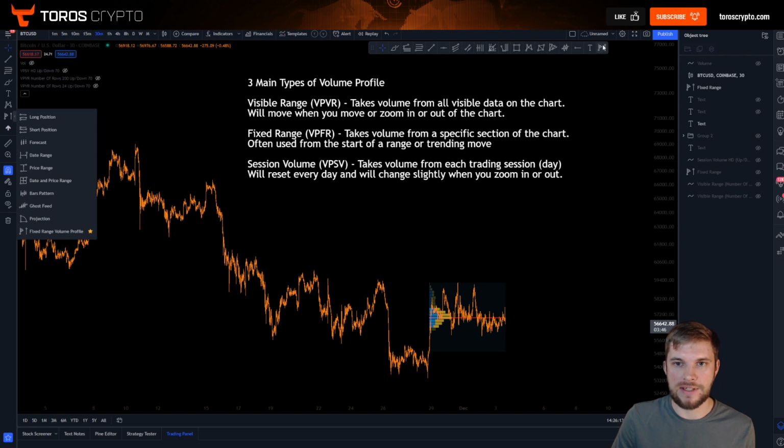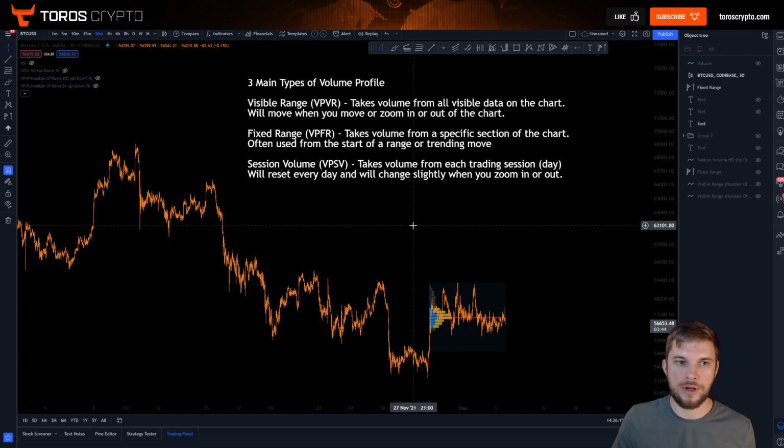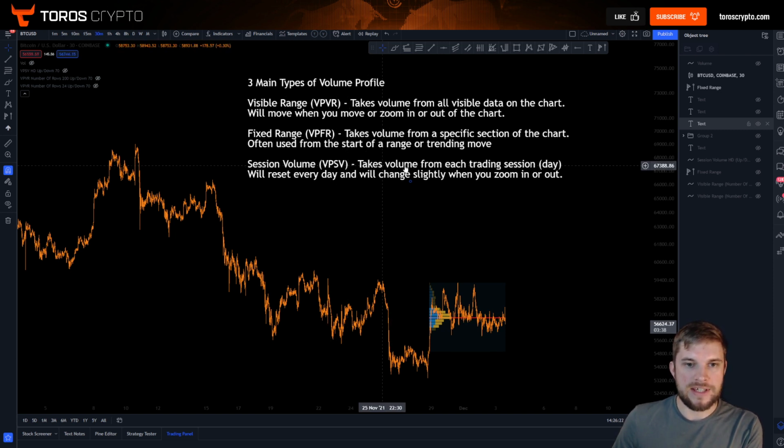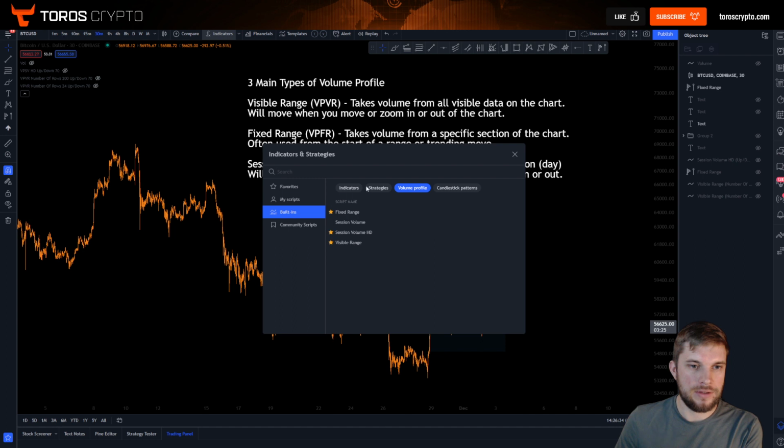Okay, so I have this set on my favorites toolbar at the top. Now, the third one is your session volume, so your VPSV. This takes volume from each trading session or day, and it will reset every day and will change slightly when you zoom in or out. Okay, so we can again go into your indicators, go to your built-ins, volume profile, and click session volume or session volume HD. Now, session volume HD is the one that I would choose.